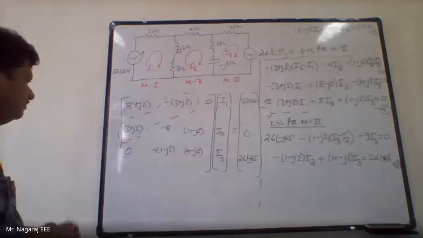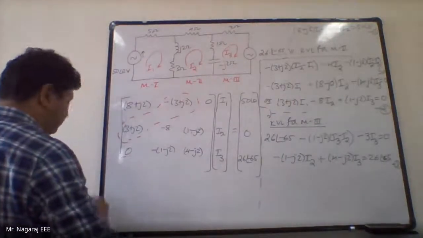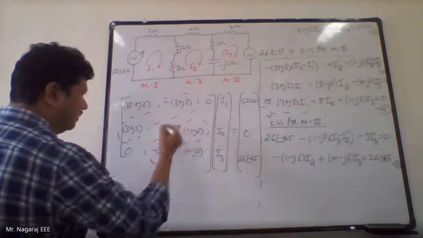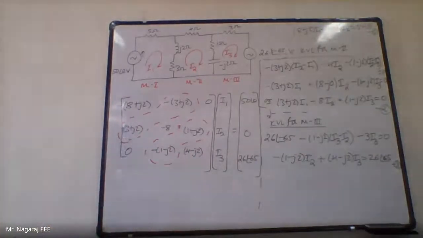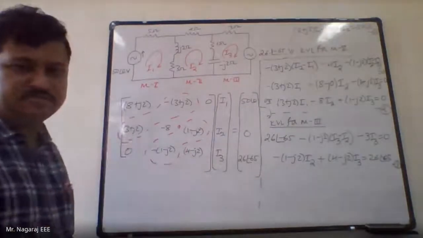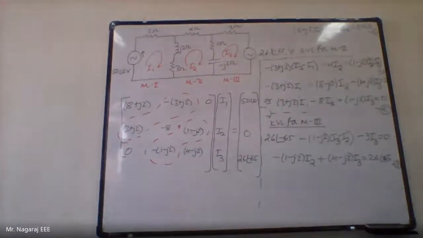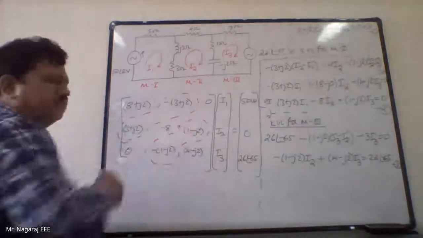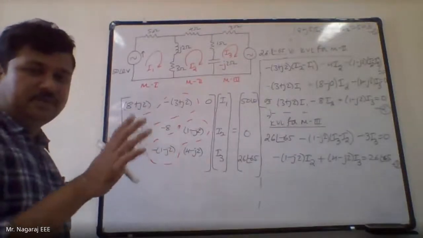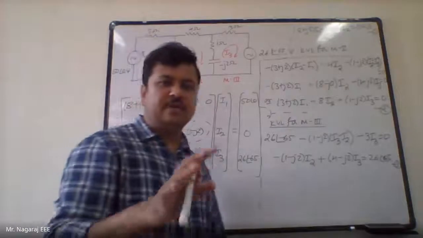Next, the third element of the second row and the second element of the third row, these are exactly the same with opposite sign. If these two are matching each other, then all the three equations you have written are correct.